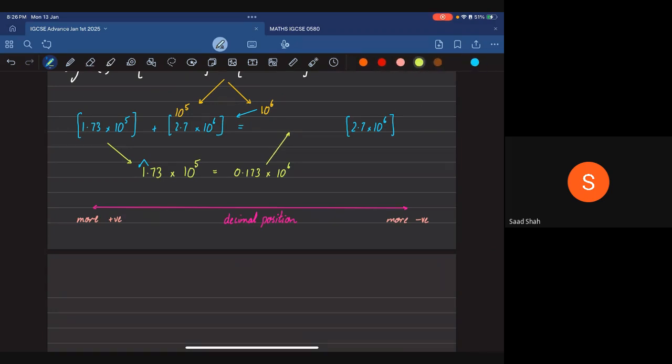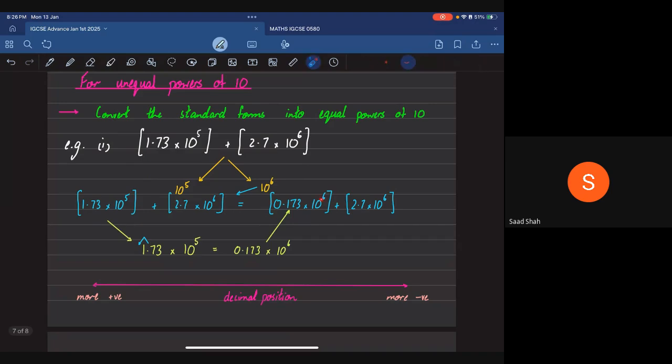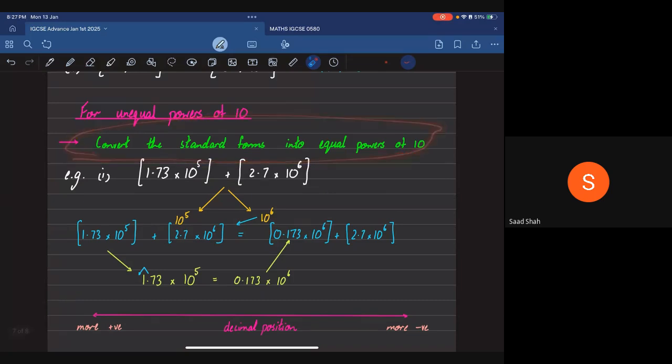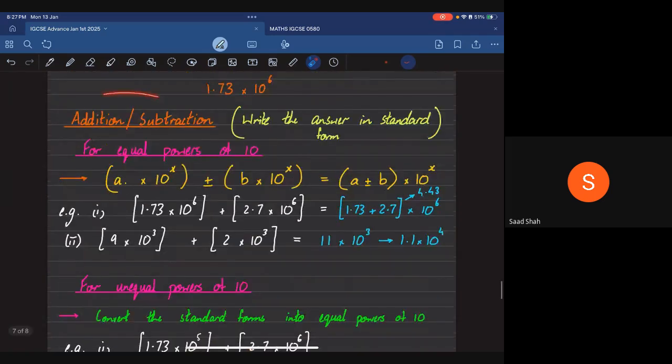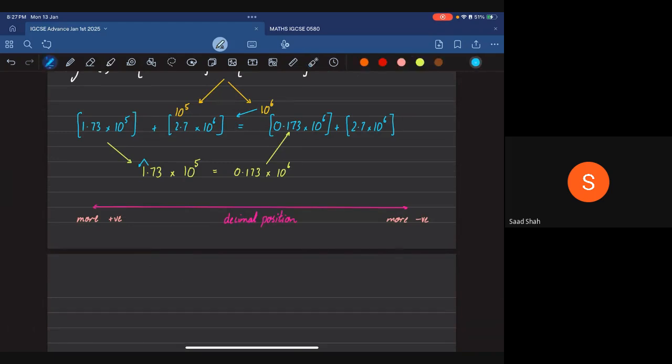Now I can go back to my question, where I've successfully converted 1.73 into 10 raised to the power 5 into 0.173 into 10 raised to the power 6. Again, they are both now in equal powers of 10. That is the sole step I need to do: if there are unequal powers of 10, I need to convert them to equal powers of 10 and then solve like we did for the previous part. So what will my answer be? It should be 2.873, if I'm not wrong, into 10 raised to the power 6. Hopefully that is the right answer.